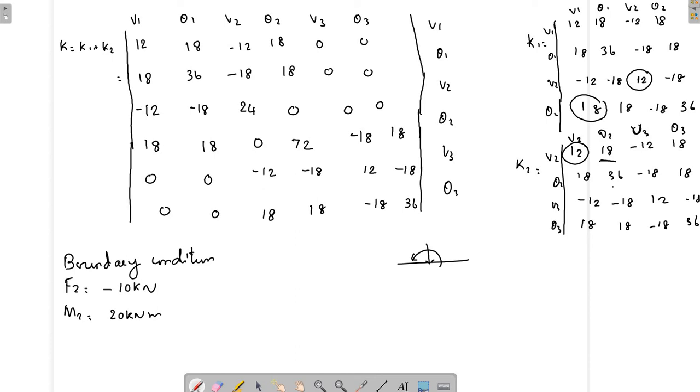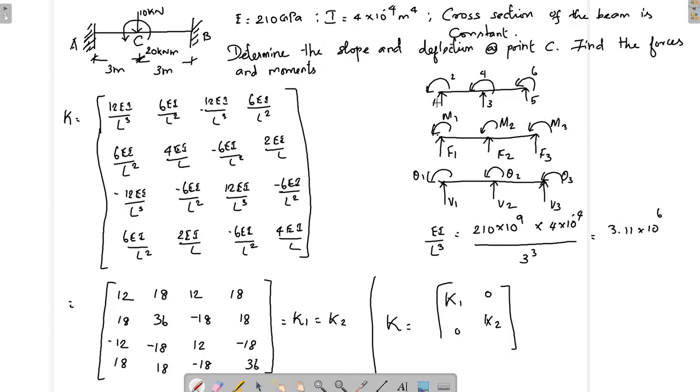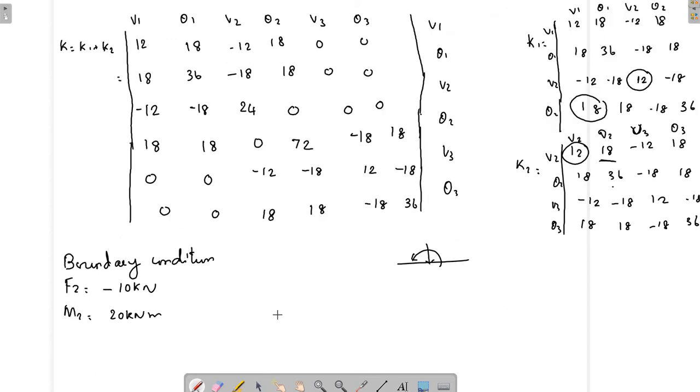And what about the displacement? Here V1 is 0 and V3 is 0 in the displacement coordinate, and theta 1 and theta 3 are 0 because of the fixed support. So the boundary conditions can be written as V1, V3 in displacement, theta 1 and theta 3 in the case of rotation because of the fixed support. So now we are going to apply in overall equilibrium equation.